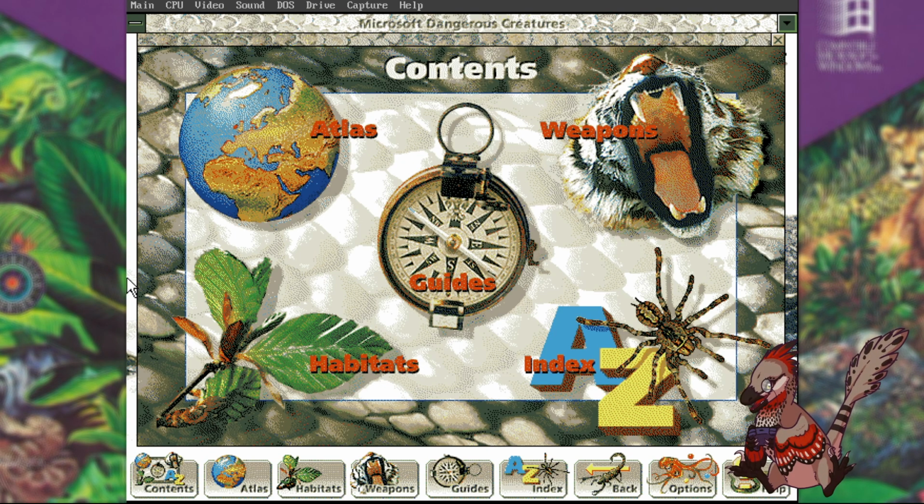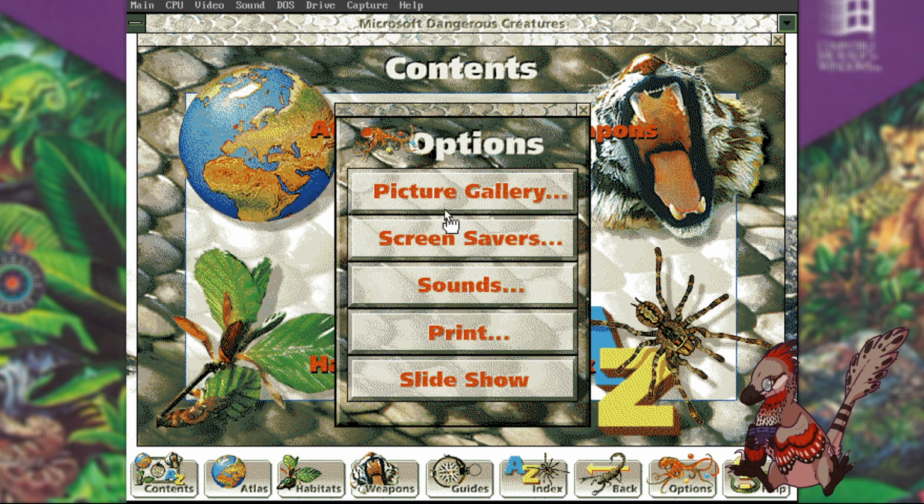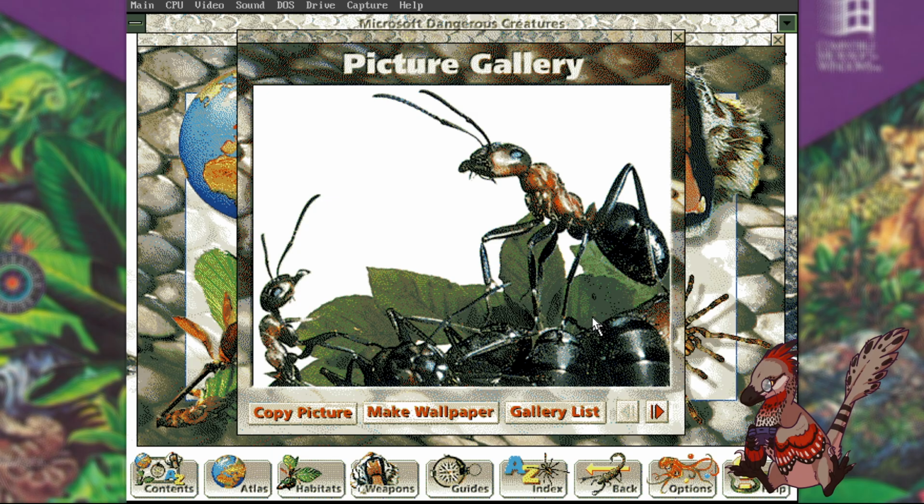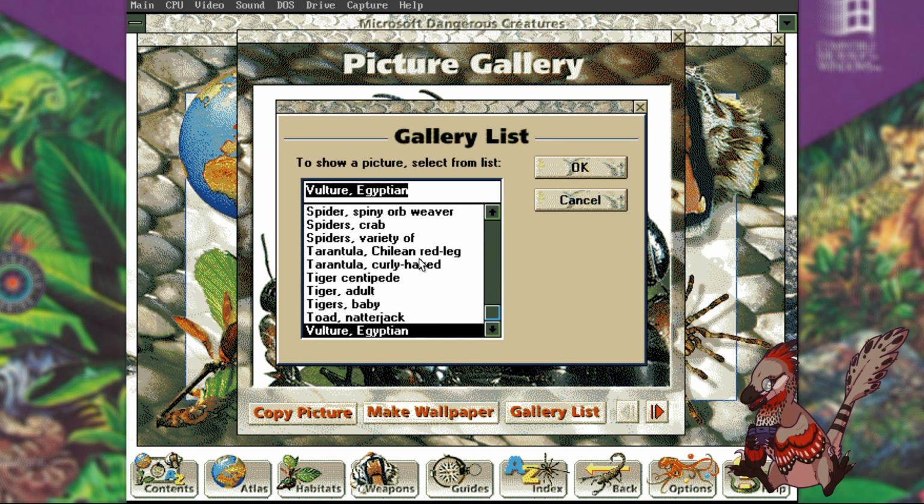If you were wondering how I am running this, I installed this on DOSBox X, which is a DOSBox fork, I believe, and I installed Windows 3.1 on here. One very fun part is that you can actually get wallpapers here. So if you click on the options, you actually have a rather large picture gallery here, and you can find lots of wallpapers to put.